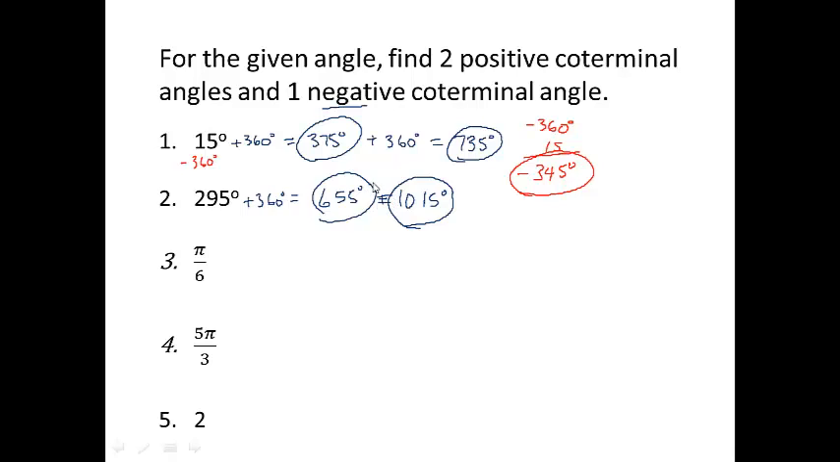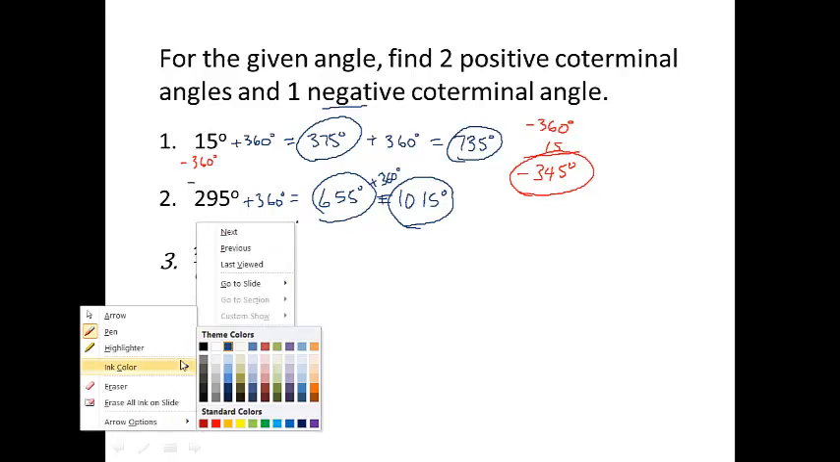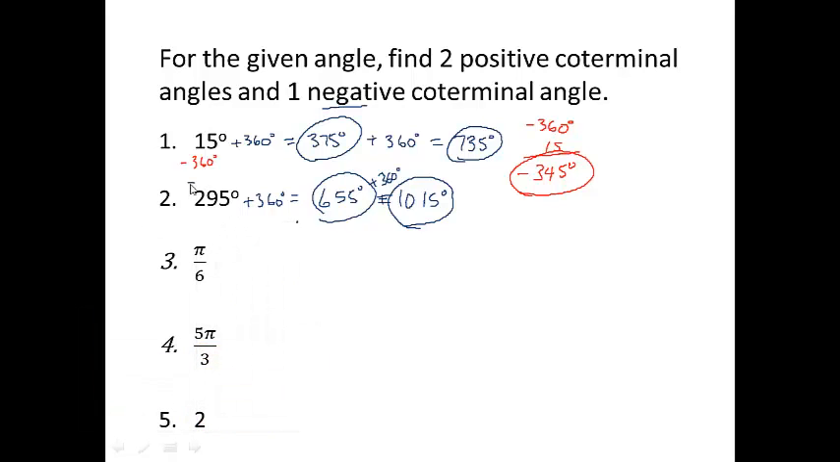This is plus 360. Okay, and then to subtract 360, we're going to get, let's see, negative 65 degrees would be my negative one.